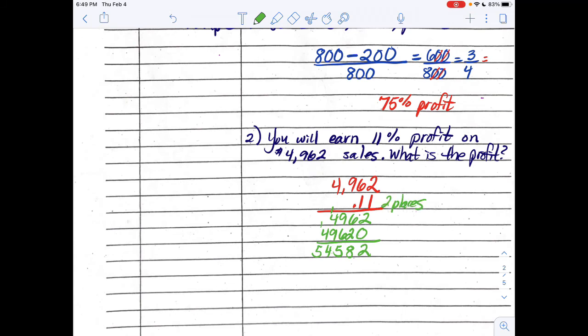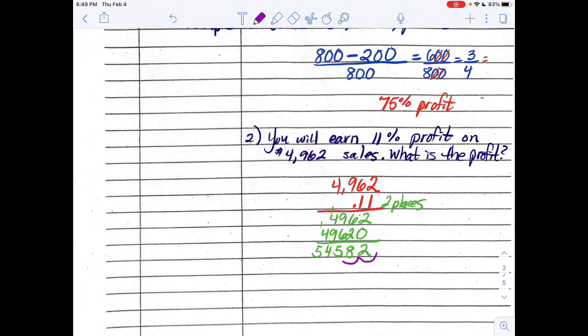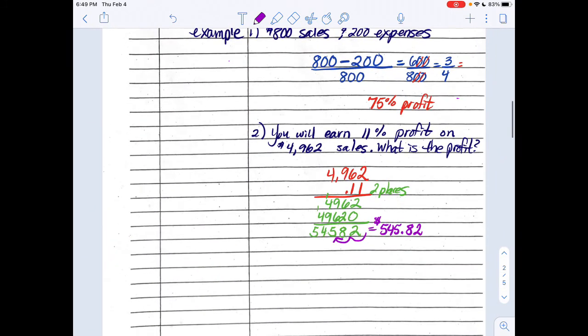So we have to do that down in the bottom. Move it 2 places here. And it equals $545.82. So if you were to sell $4,962 and they tell you your profit's going to be 11%, then that's what you would take home, is the $545.82. Doesn't sound quite as appealing.